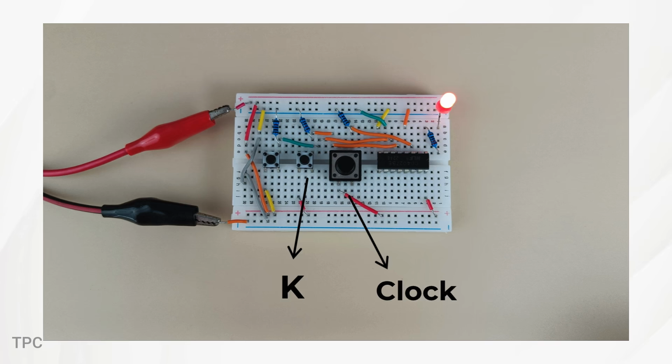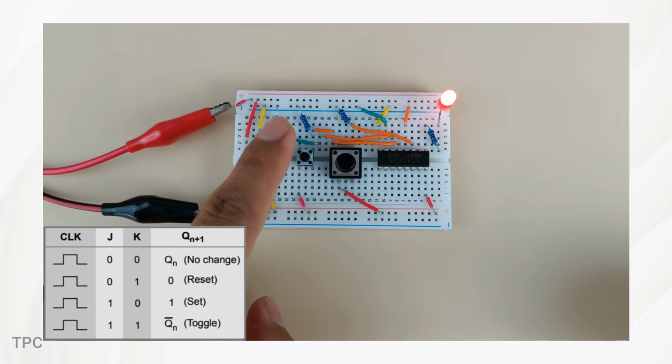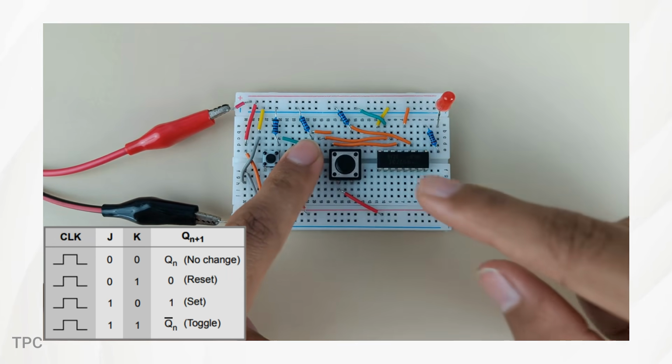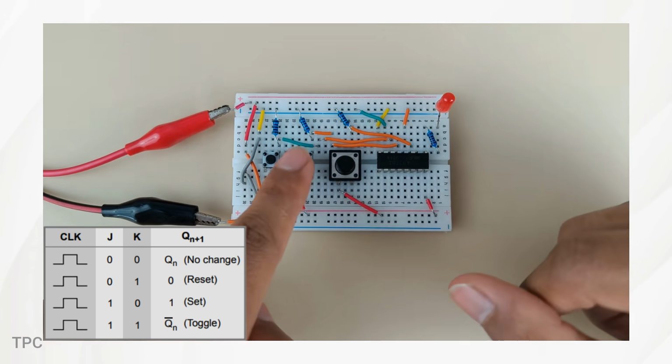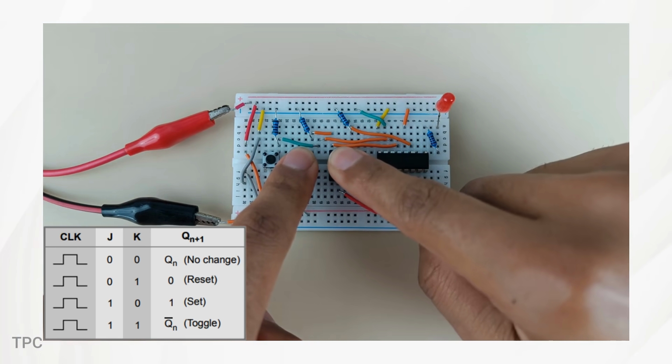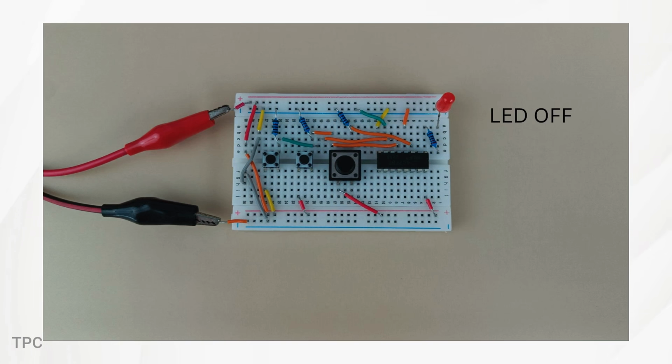Next, when I press the K button and give another clock pulse, the flip-flop again reads the inputs. This time K is high and J is low, so the output gets reset. As a result, the Q output becomes low, and the LED turns off. And that's the key idea behind flip-flops.